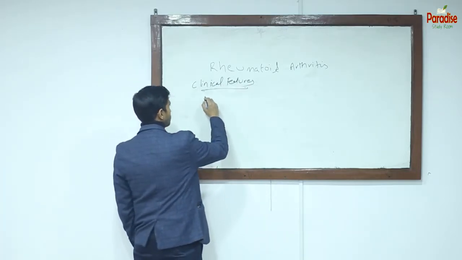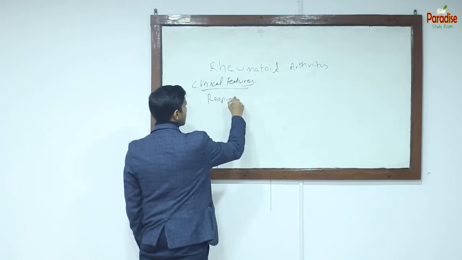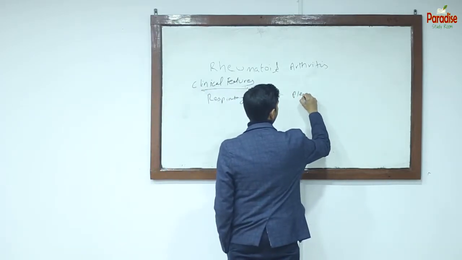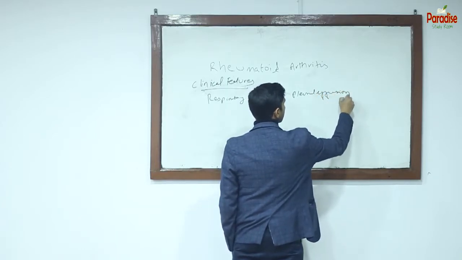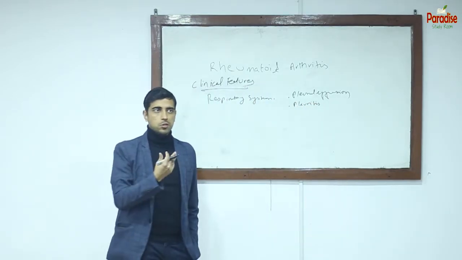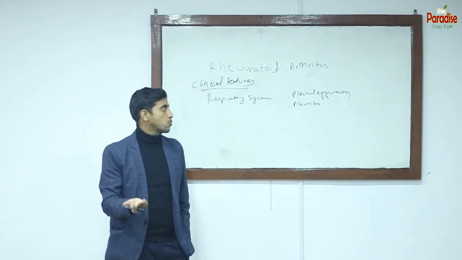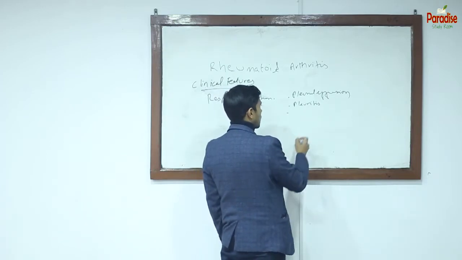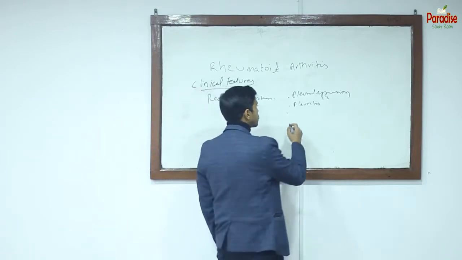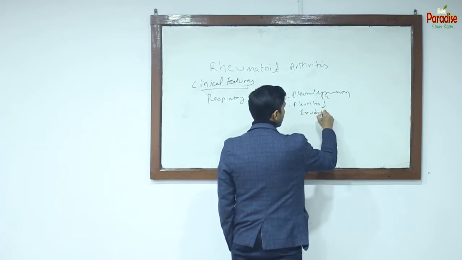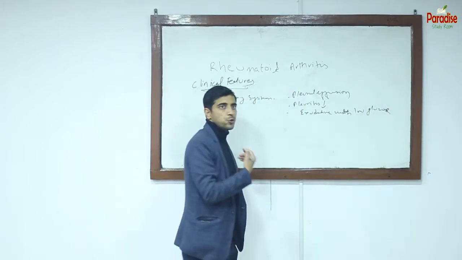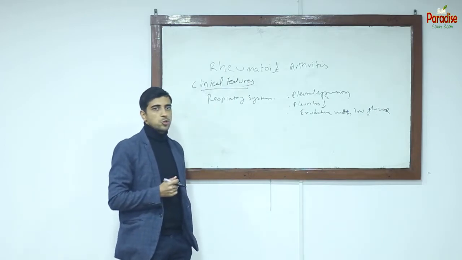What about the lungs or respiratory system? Most commonly it causes pleural effusion, or you can even say pleuritis. If there is pain along with effusion, we call it pleuritis. If there is no pain, only effusion, that is pleural effusion. What is the characteristic of pleural effusion in rheumatoid arthritis? It's usually exudative with low glucose. That is the exudative effusion with low glucose that is characteristically seen in rheumatoid pleural effusion.